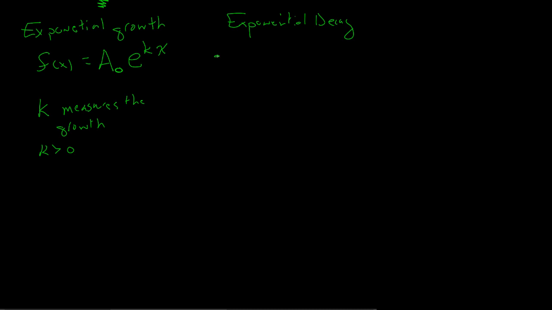All right, over here, exponential decay has some starting amount, my base, negative k to the x. And k, in this case, measures the decay rate. And k is greater than 0, because we need this negative exponent to force that exponential to decay.